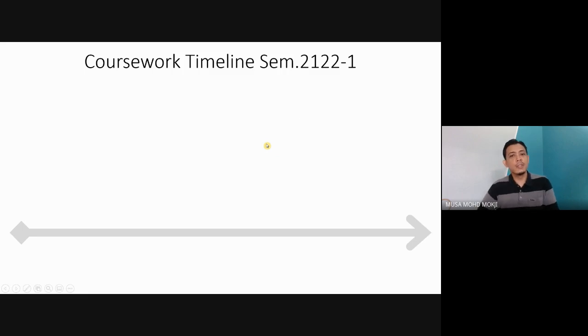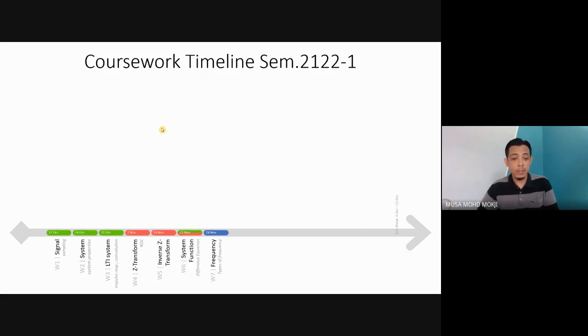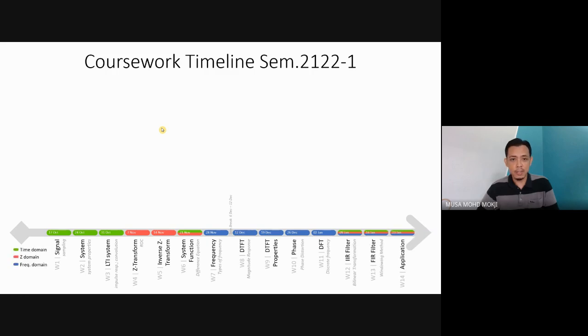To start with, this is the planning for 21-22 semester 1, this semester. If we look at this diagram, as usual we have 14 weeks, and every week we have a topic. For example, this week we should finish discrete signal. But because we didn't have a class last Tuesday, maybe we'll drag a bit into the second week. But this is our planning, so we will catch up.